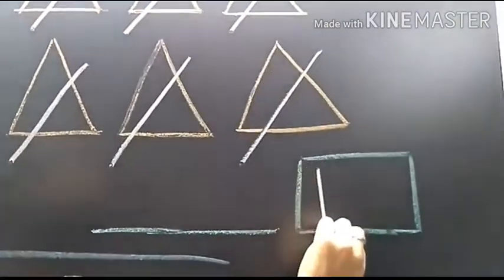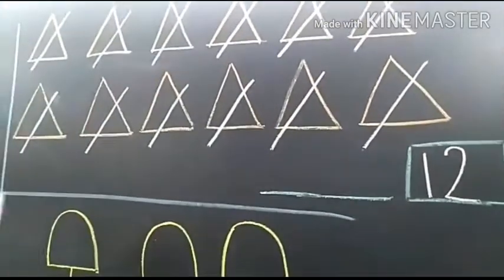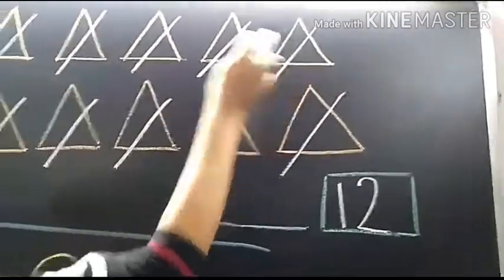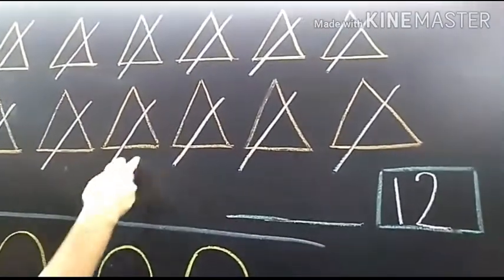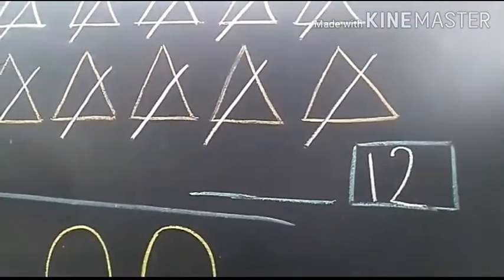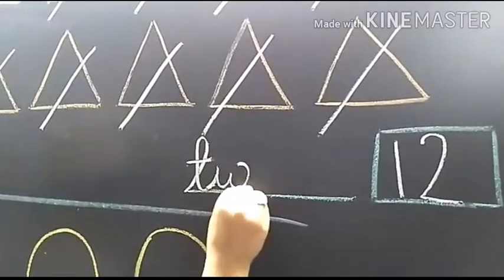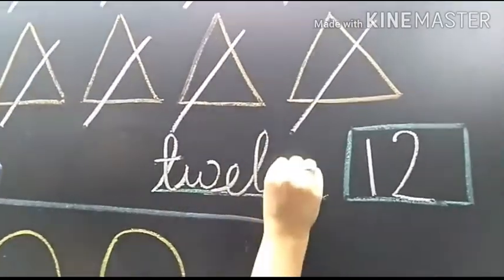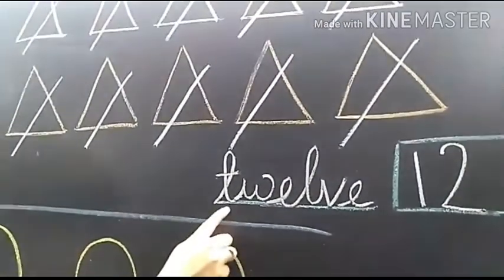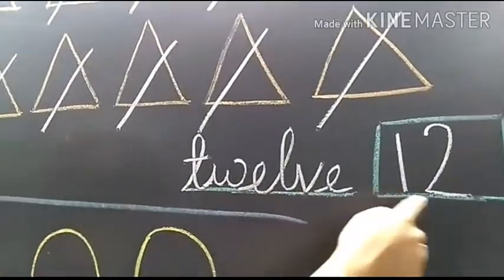So let's write in this box 12. Yes? Come on, see? 1, 2, 3, 4, 5, 6, 7, 8, 9, 10, 11, 12. Now let's write the spelling of 12. T, W, E, L, V, E, 12. Come on. Now repeat after me. T, W, E, L, V, E, 12.